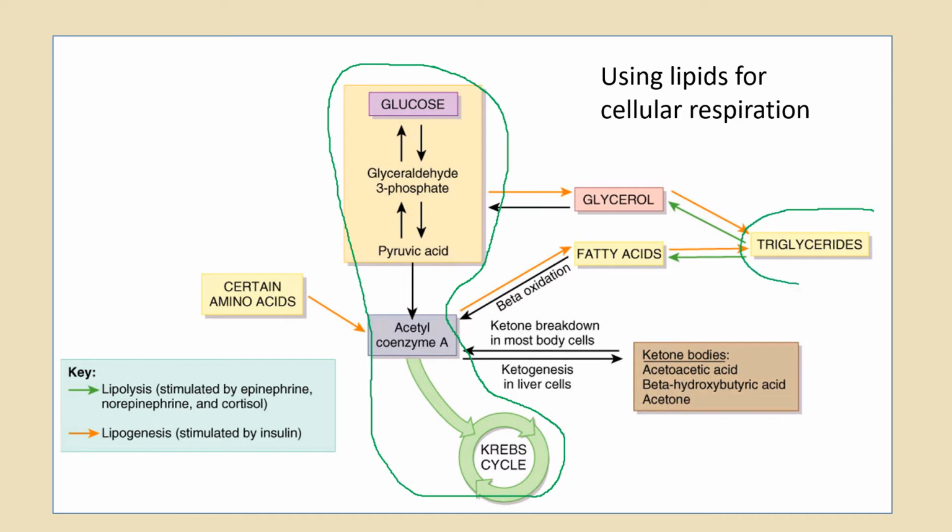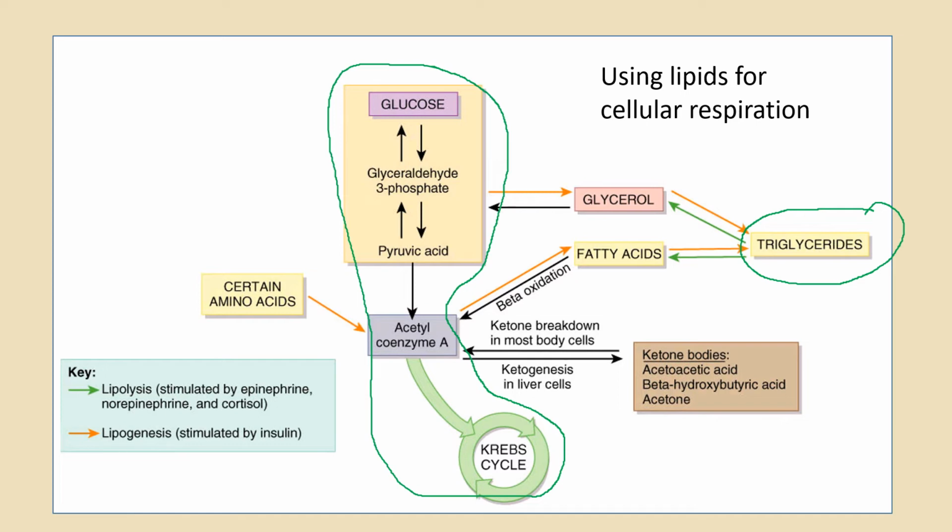We're talking about how we use endogenous lipids for cellular respiration. Let's say these are some triglycerides, some lipids inside your fat cells, and they get mobilized. You're spending more energy than you're taking in, and we need to rely on your fat stores in order to provide the fuel for generating ATP.